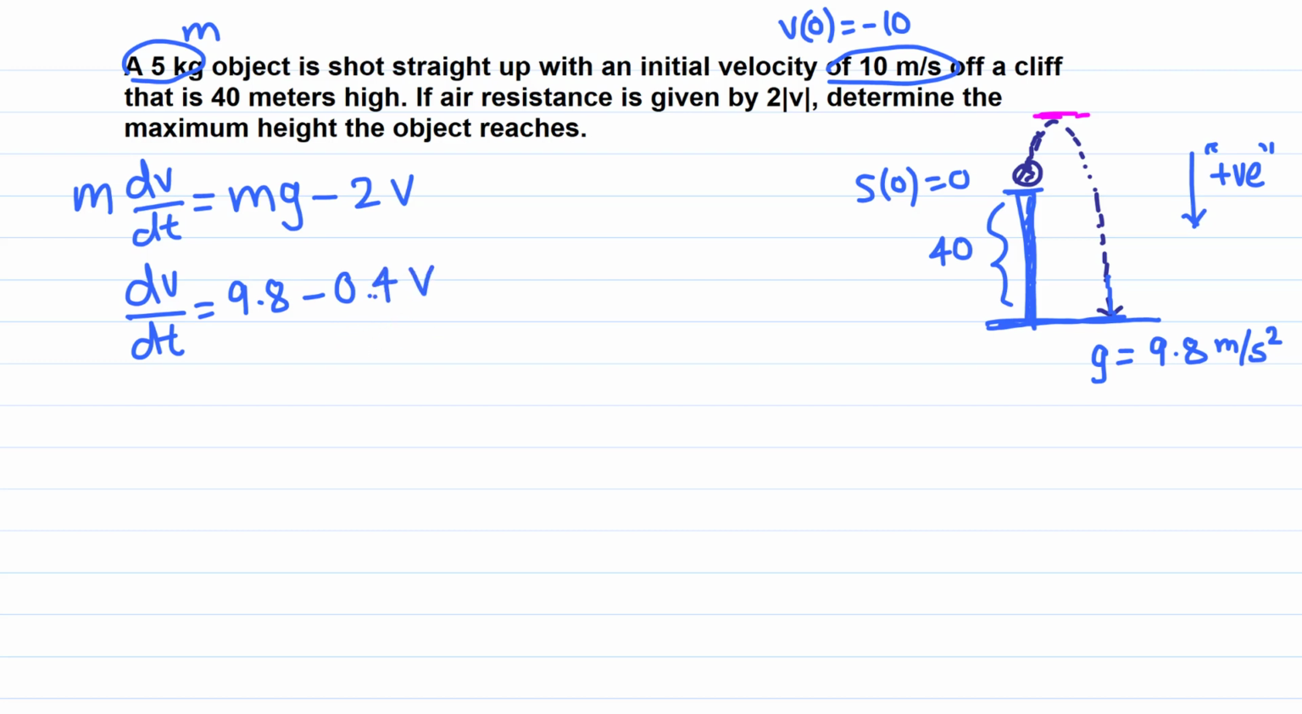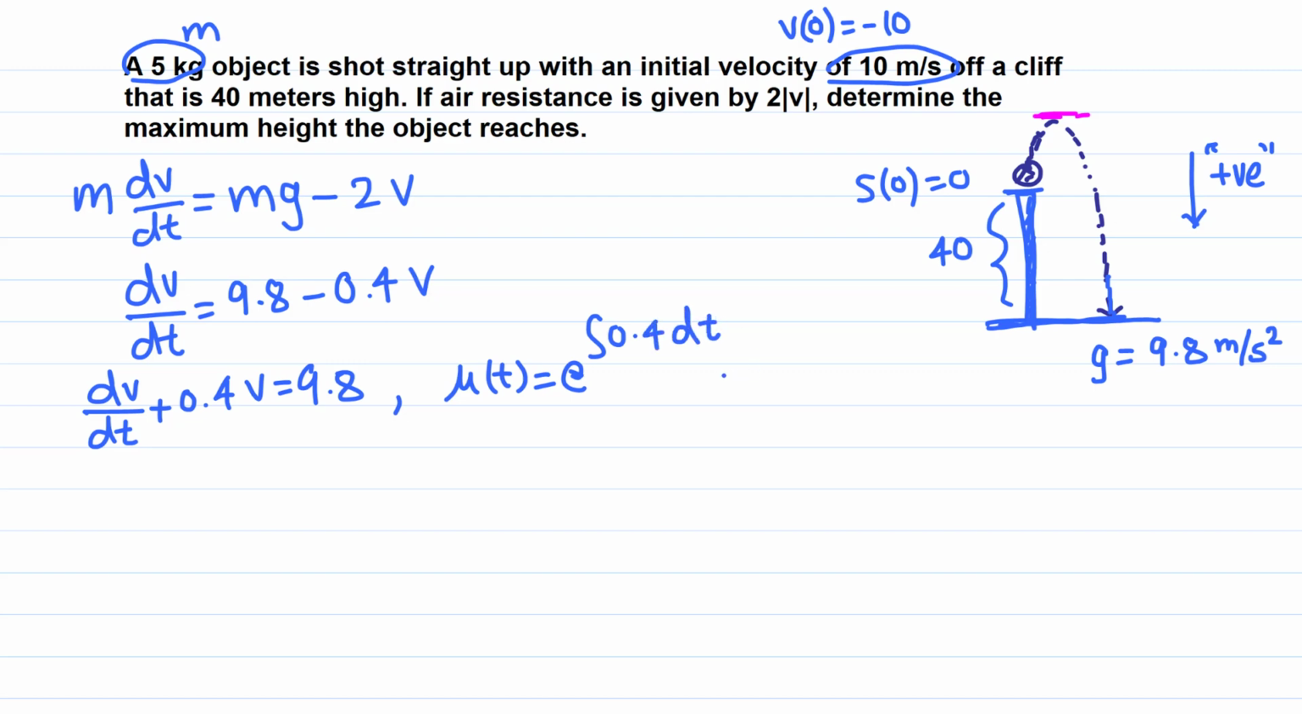Okay, this is separable as well as linear. I want to make it linear. Bring this to the left side. So dv over dt plus 0.4 v equals 9.8. So linear. The integrating factor will be e raised to the integral of this number, which is 0.4. The integral of a constant dt is just the constant times t, 0.4 t. Okay, that's the integrating factor.